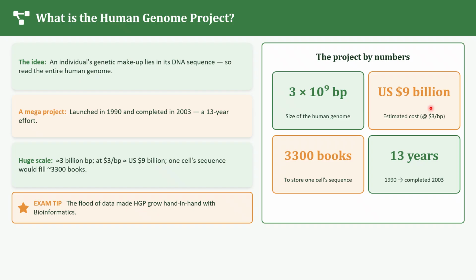The amount of information was also enormous. If the DNA sequence from a single human cell was stored in a book, it could have been approximately 3,300 books. Scientists needed powerful computers in order to store, retrieve, and analyze this huge amount of information. You can see all the important details here. So go through all these things. These are very important ones.